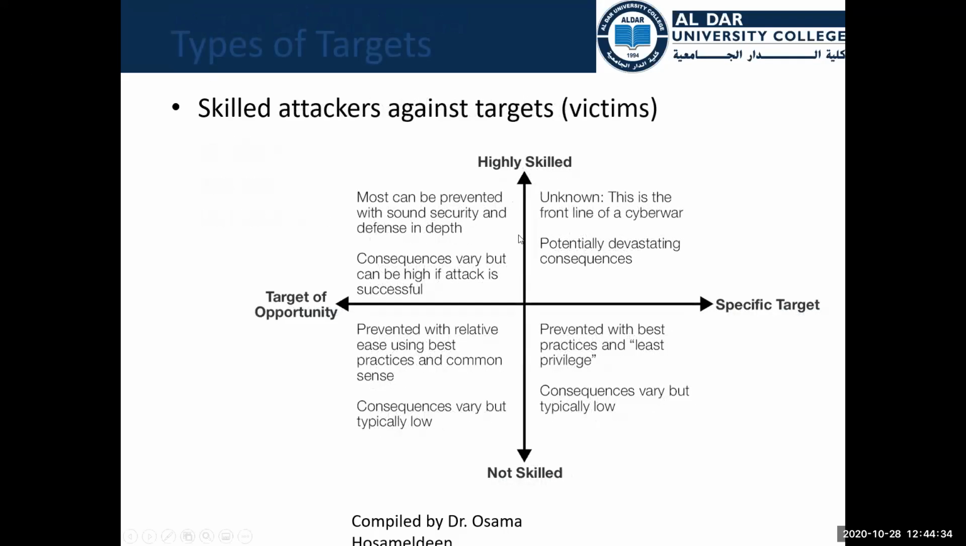Also, for skilled attackers against a specific target: if somebody is just seeking random things, this is very easy to detect and prevent. But for the one who is targeting a specific person or a specific account, and he is highly skilled, this is cyber war. You can say this is a cyber war actually, and the results may be devastating, with potentially devastating consequences.